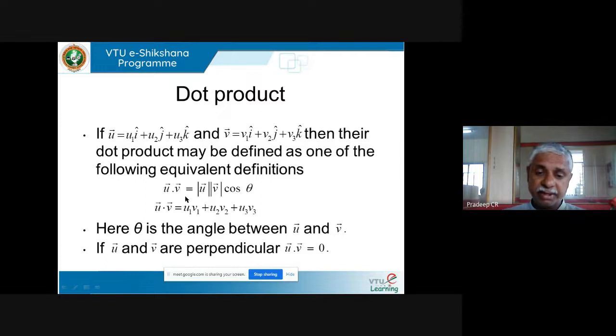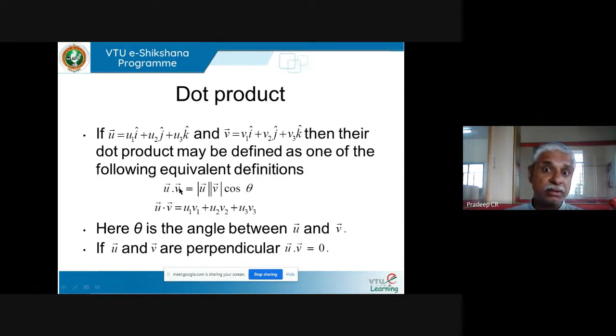First definition, you might have seen this before: u dot v is mod u mod v into cos theta, where theta is the angle between u and v. So take two vectors u and v, put them both at the origin, as position vectors, and there is an angle between them that is called theta. You multiply modulus of u, modulus of v and cos theta. You'll get a number. This is not a vector. This is a number, this is a number, this is a number. So the product of three numbers is a number. So this is the dot product.